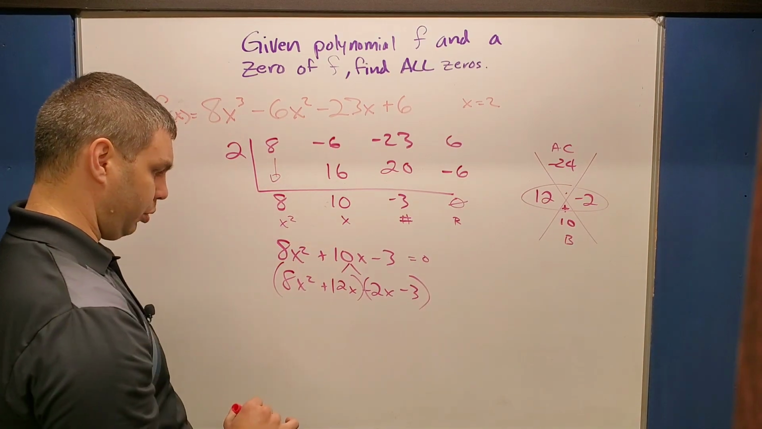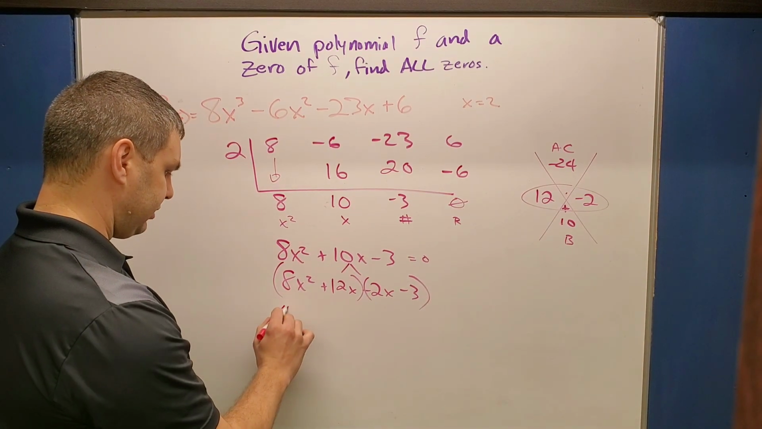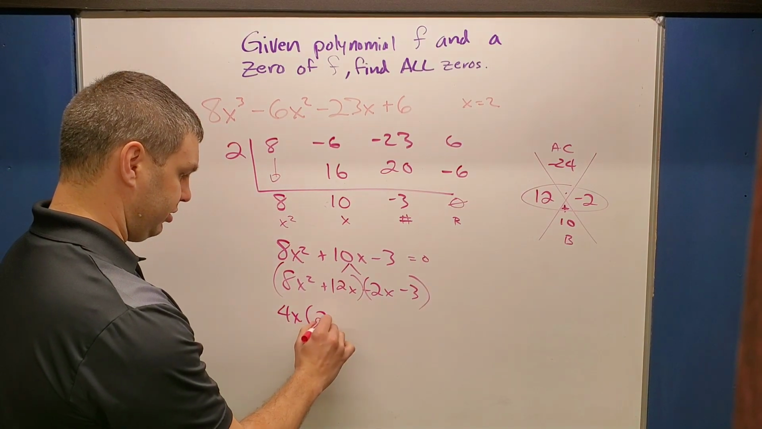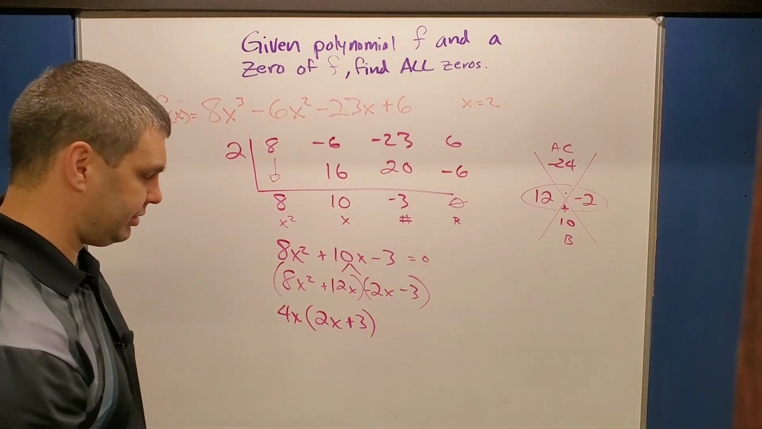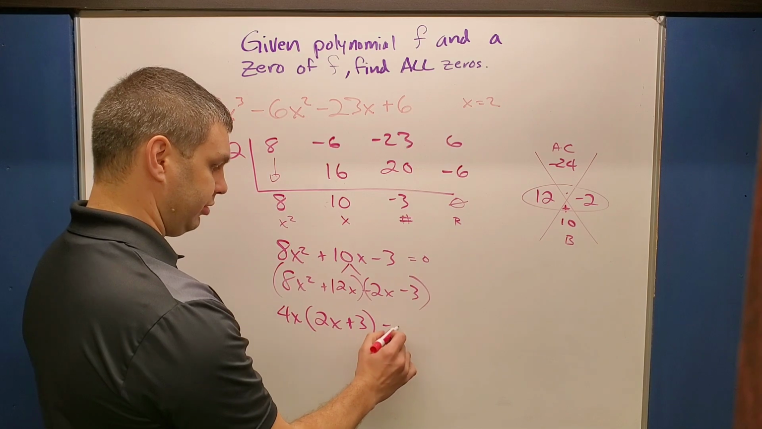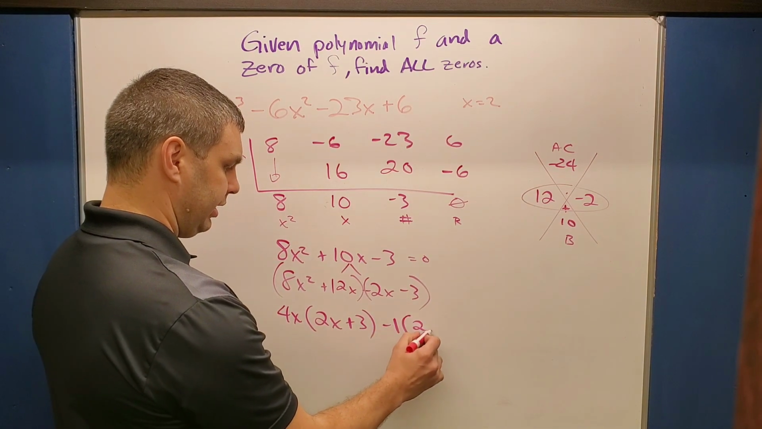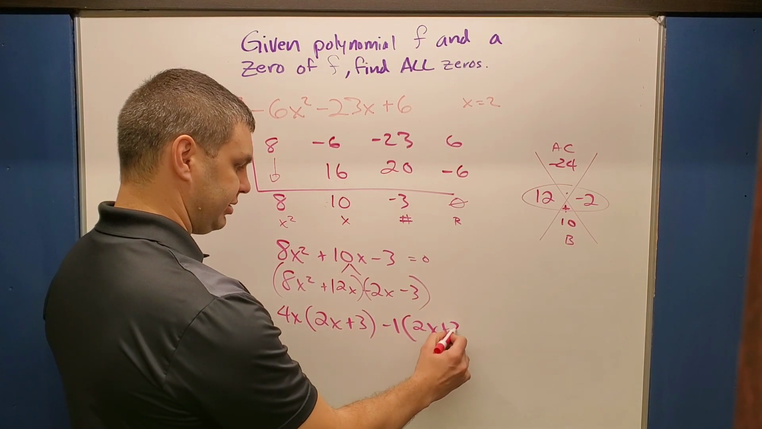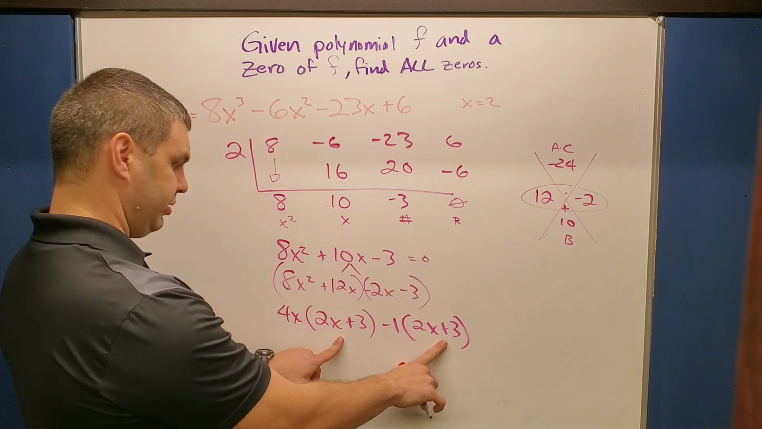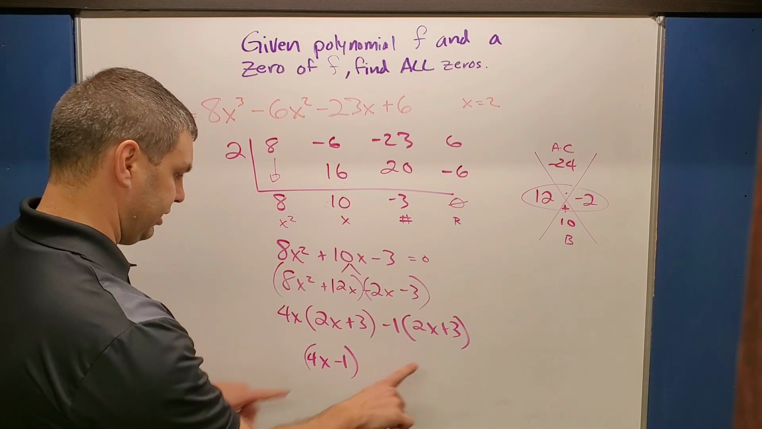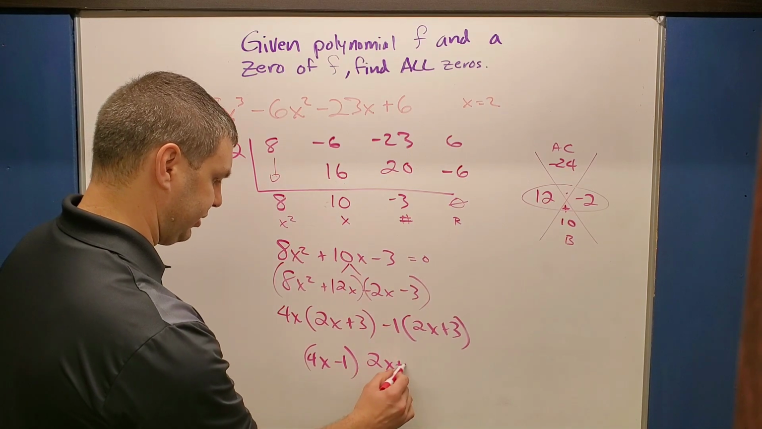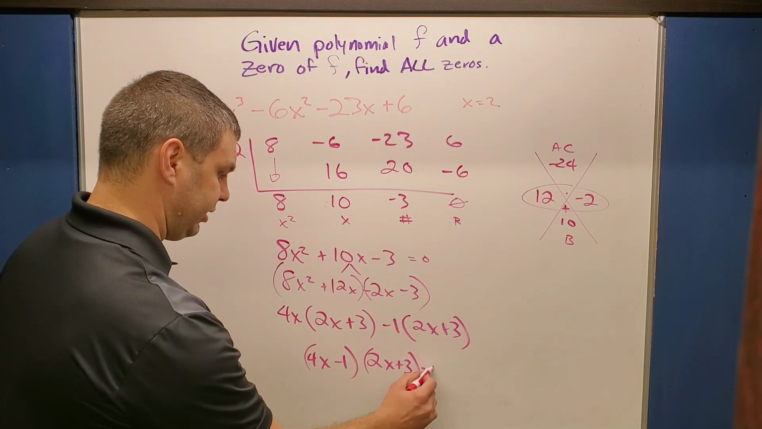I can take a 4x out of this, leaving me with 2x plus 3. And in order to be left with a 2x plus 3 out of this, I have to take out a -1. And that's going to give me, yes, 2x plus 3. So because those match up, I can take my outside numbers there, 4x minus 1, and my insides, 2x plus 3, still set equal to 0.